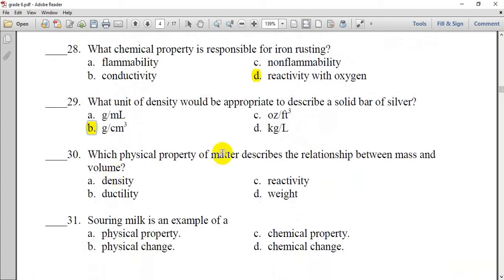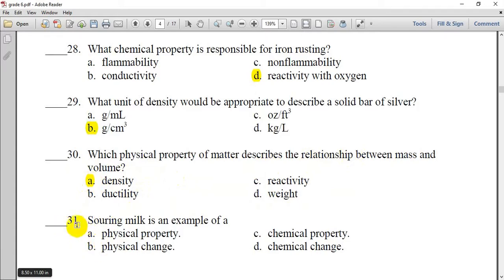Which physical property of matter describes the relation between mass and volume? Mass over volume. This relation is called, what do you think? Density, ductility, reactivity, or weight? So the answer for this question, mass over volume, is a measure of density.